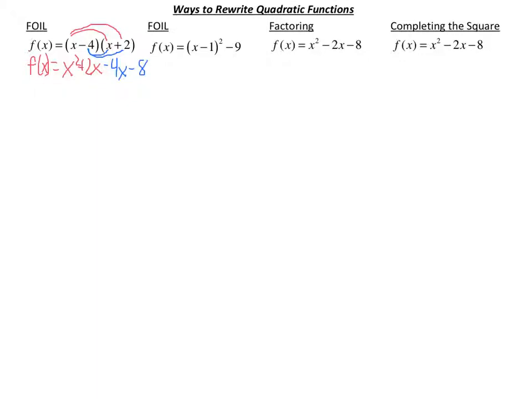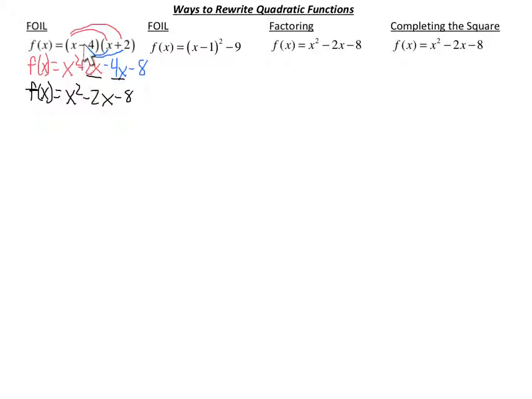Now, we just FOILed, but can we simplify that answer? Yes. So f of x, because that's what it says it's called, is equal to, well, does the x squared have something to combine with? No. But do you notice these have something to combine with? Yes. They combine. That would give us a negative 2x. And the negative 8 has nothing to combine with, so I am done.